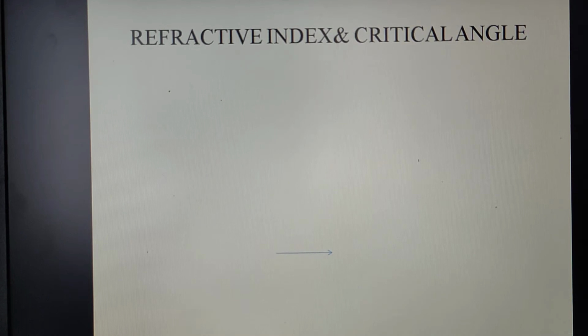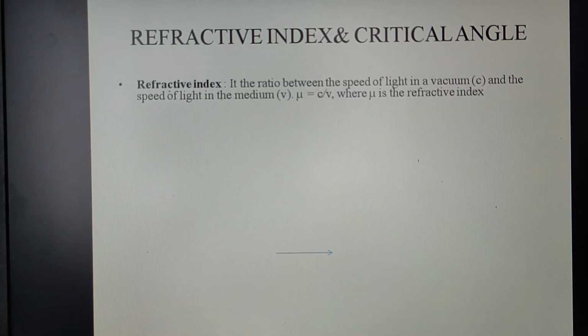Now we will come to the definition of refractive index and critical angle. These are just a brief description because you have already done it in physics. Now the refractive index is defined as the ratio between the speed of light in vacuum, denoted by c, which is equal to 3 × 10^8 meters per second, and the speed of light in the medium, that is v, where mu is equal to c by v. Mu is known as the refractive index. Okay, mu is equal to c by v. This is its definition based on the speed of light in vacuum and the speed of light in the medium.